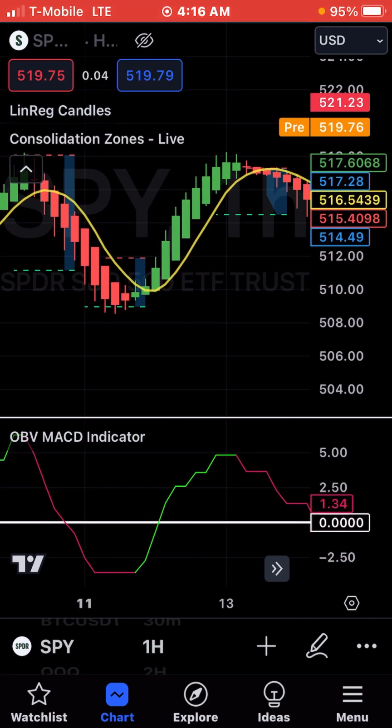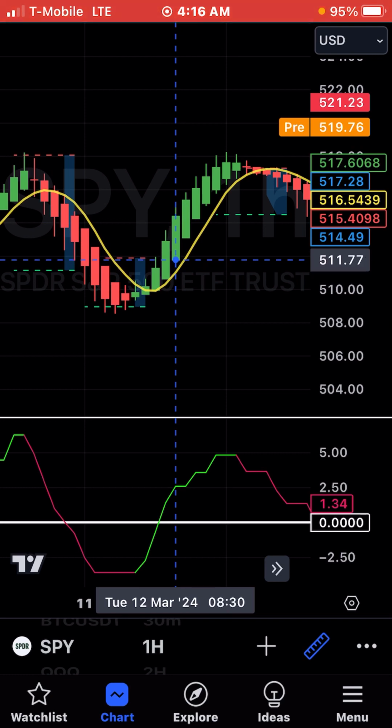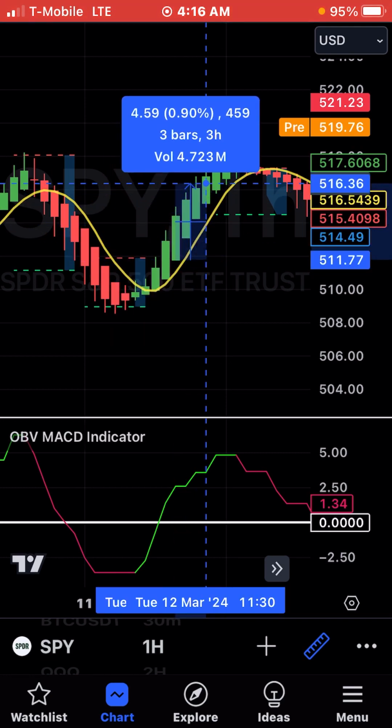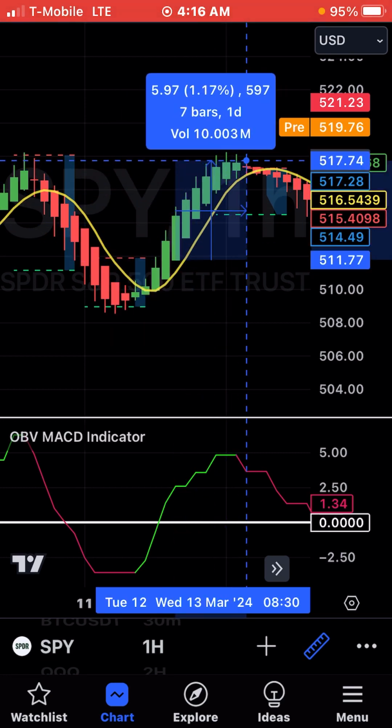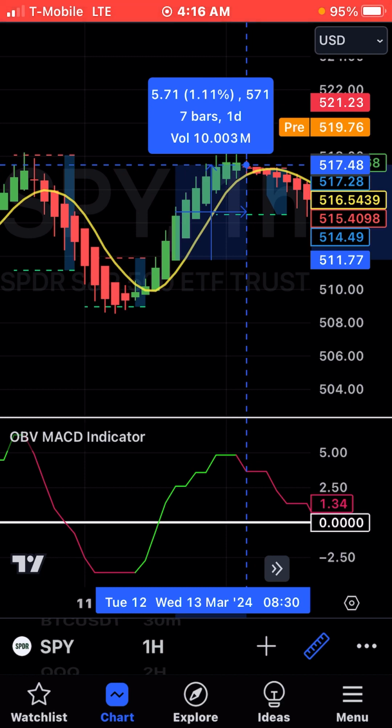So here we focus on the linear line going above it. So we focus on this move right here. We see the first red candle right about here. This is about a day. Let's just do a day here. This is a $571 move.